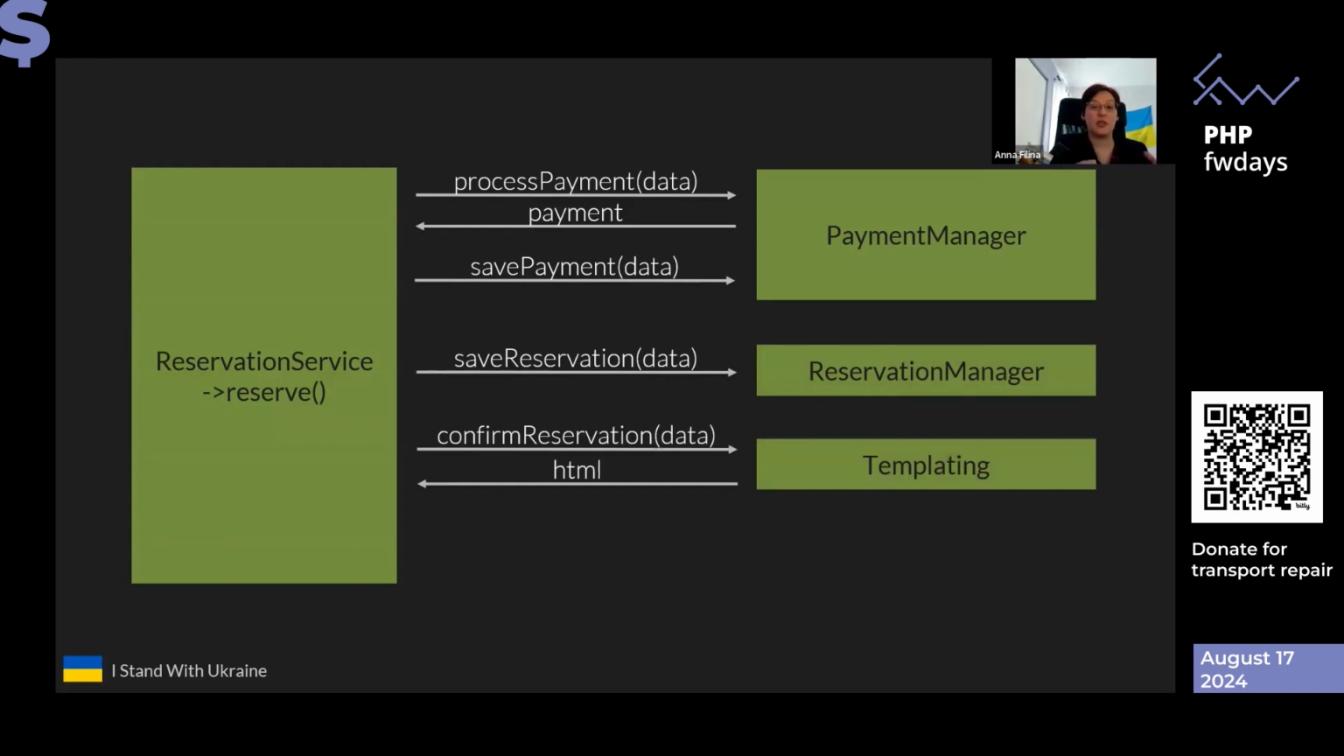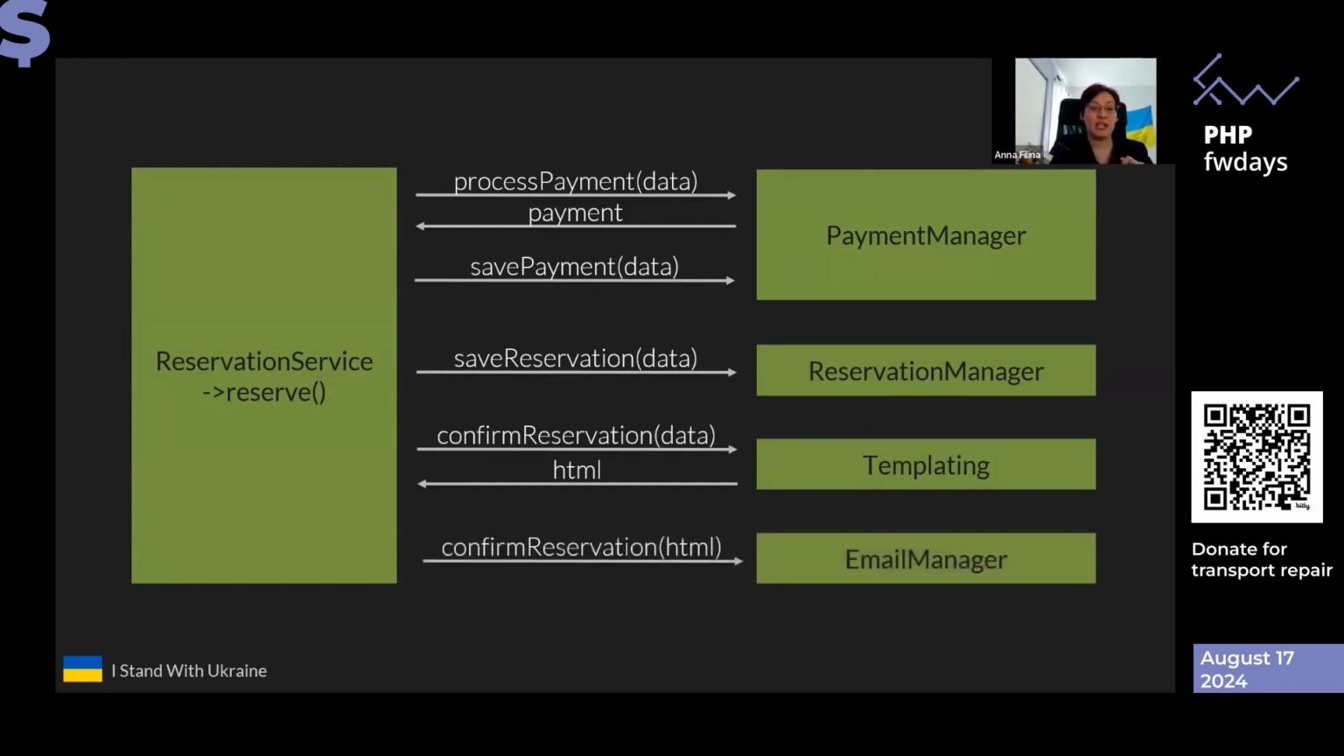So confirm reservation with templating is going to give me HTML, which I then have to figure out what to do with. Like, do I display it? Is it partial? Is it a full page? Where do I put that HTML? And then that HTML also can be sent to the email manager as a confirmation, right? So the customer will receive an email saying, thank you for reserving this property for this date. You're good to travel. Well, we can agree it's not the worst design, right?